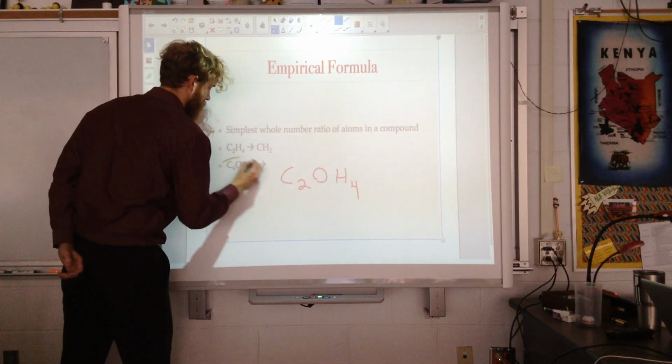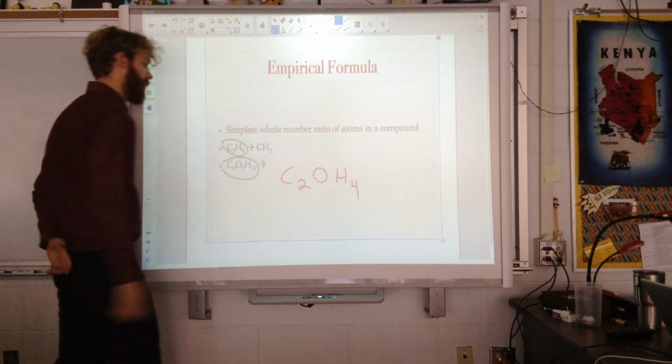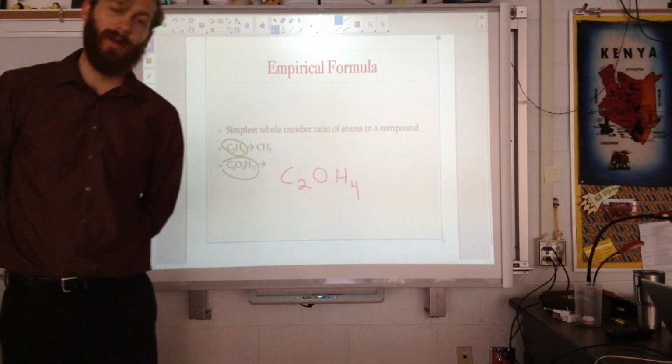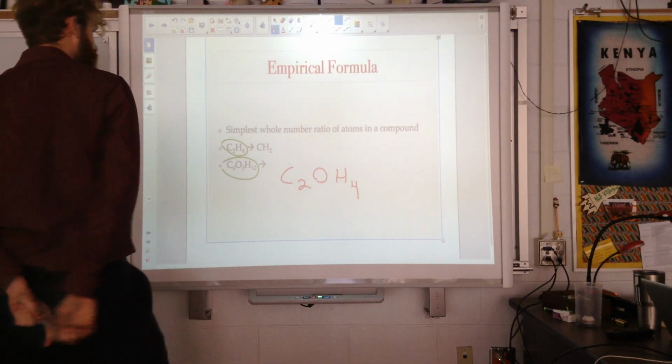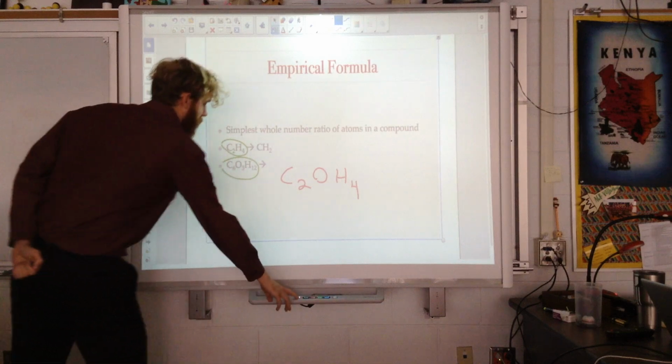These are called molecular formulas. And our next learning target is how to calculate molecular formulas. But first we have to talk about empirical formulas.